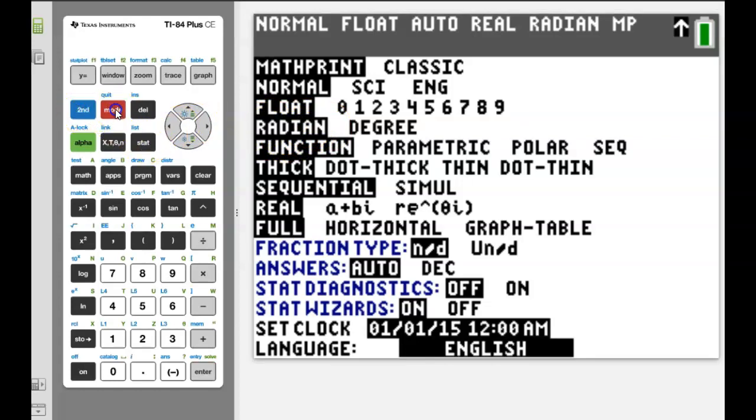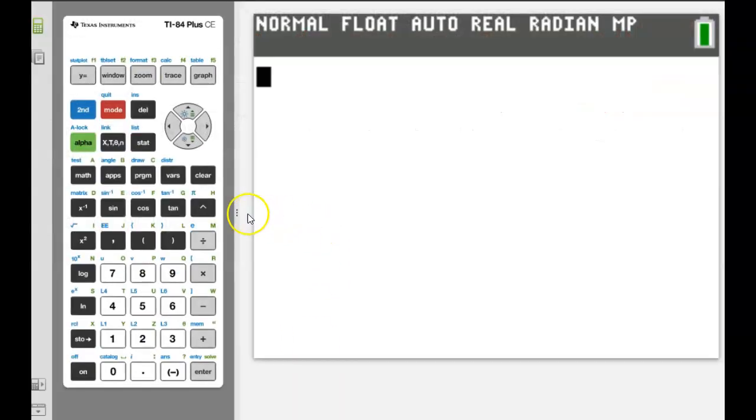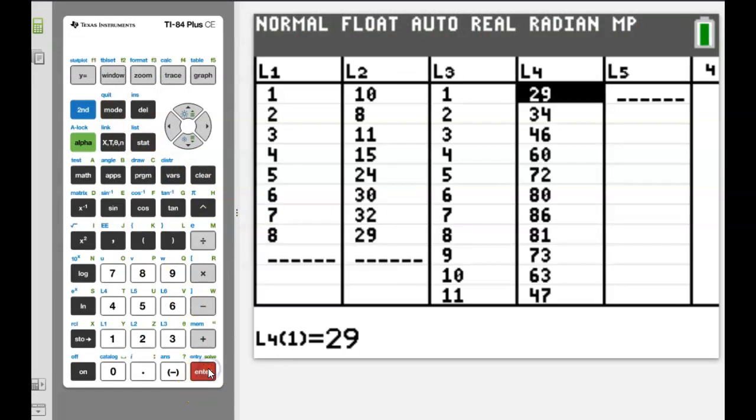Then we're going to enter the data in. This question is January, February, March, April. It says here to use x equals 1 to represent January. Now, they will sometimes skip months because they'll ask you to go back and fill in the missing month using the regression. This one does not, I don't think, does it? I don't think so. Just 1 through 8. So how do we get to enter those again? Stat, enter, put in 1 through 8.